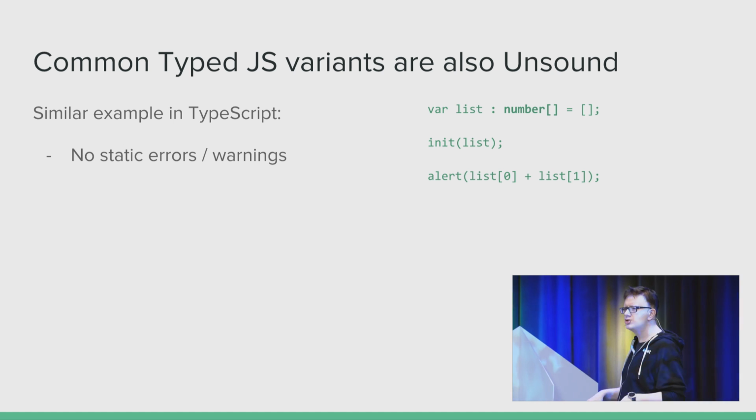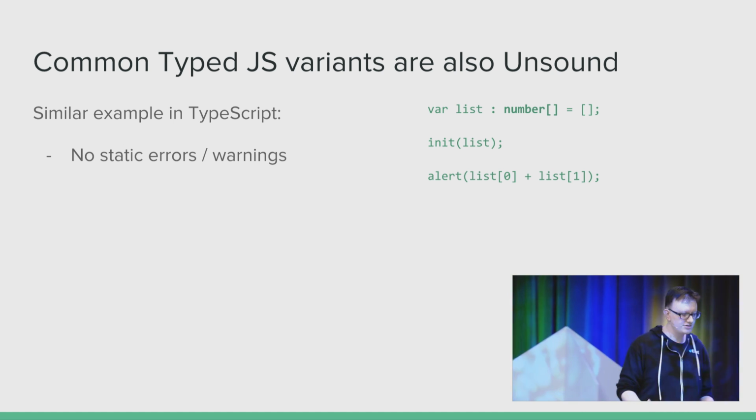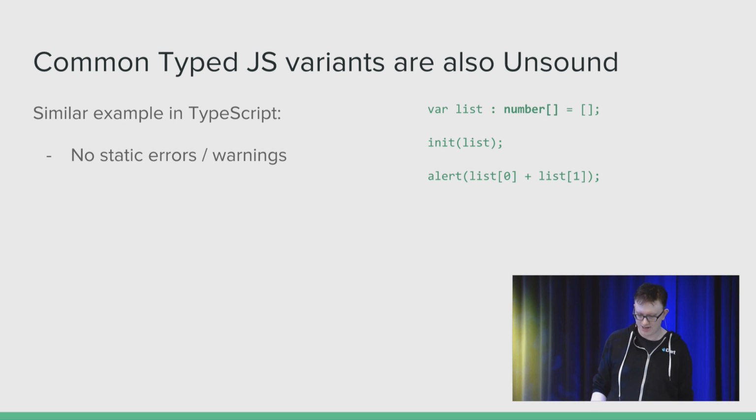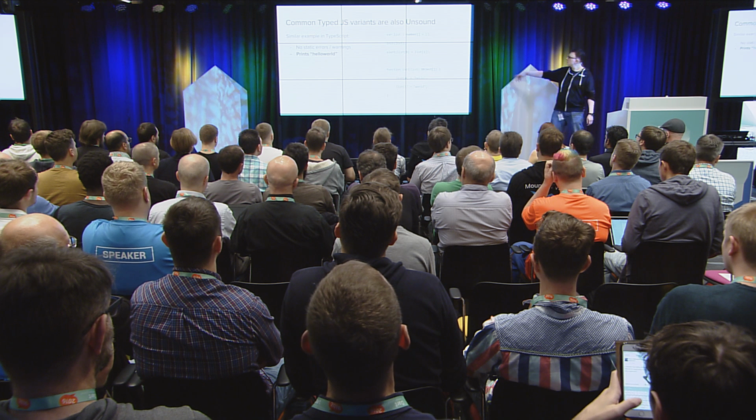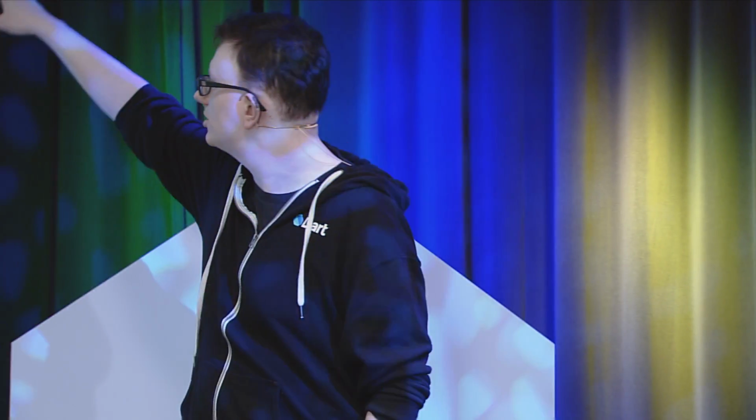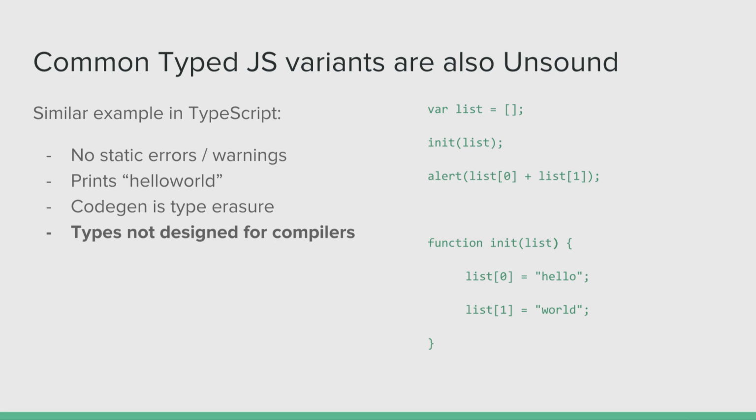This isn't actually that unusual. In fact, pretty much every common typed JavaScript variant, and there's a bunch of them now, is also unsound. And so here's effectively the same example in TypeScript: no static errors or warnings, prints hello world. I have a list of numbers here at the top. I can just populate that with strings. I'm not going to get an error or warning in TypeScript. Of course, in TypeScript, code generation is just type erasure, right? So you have that number annotation there. All we have to do is get rid of it. That's fine. TypeScript types, by design, aren't intended for compilers to use. I don't think any tools actually try to use them to do optimization, for example.